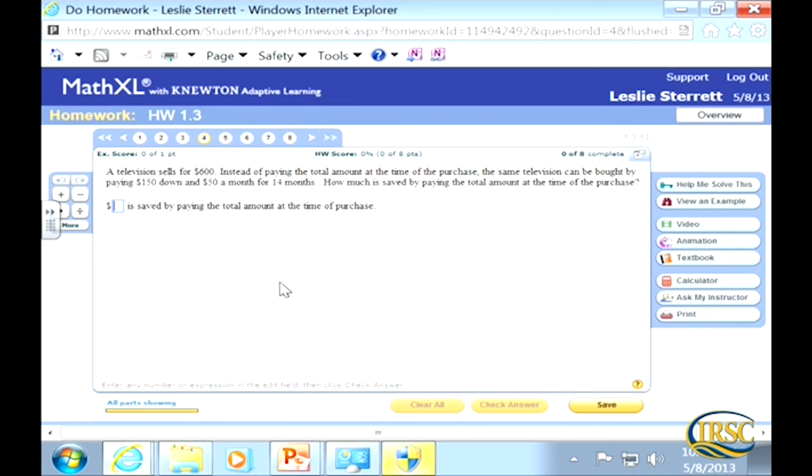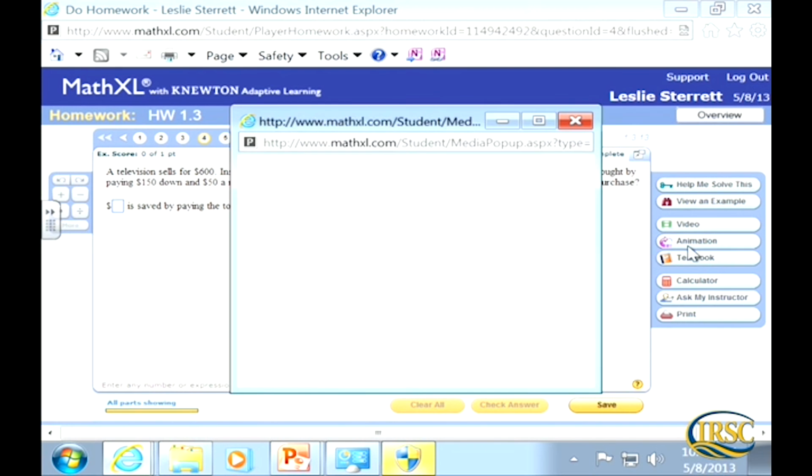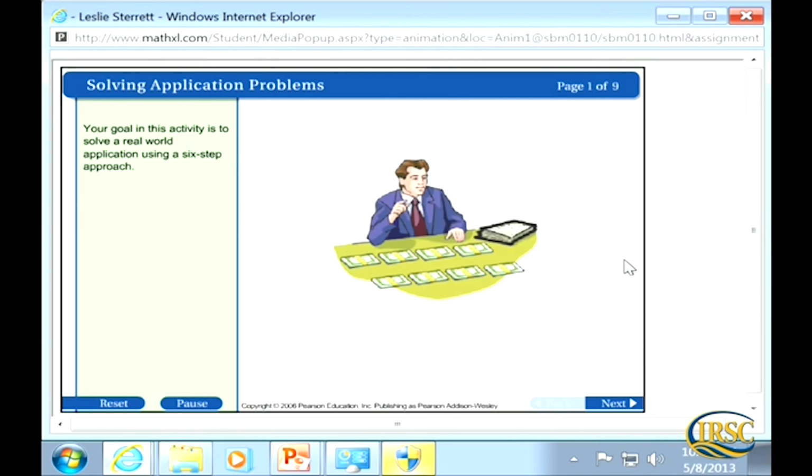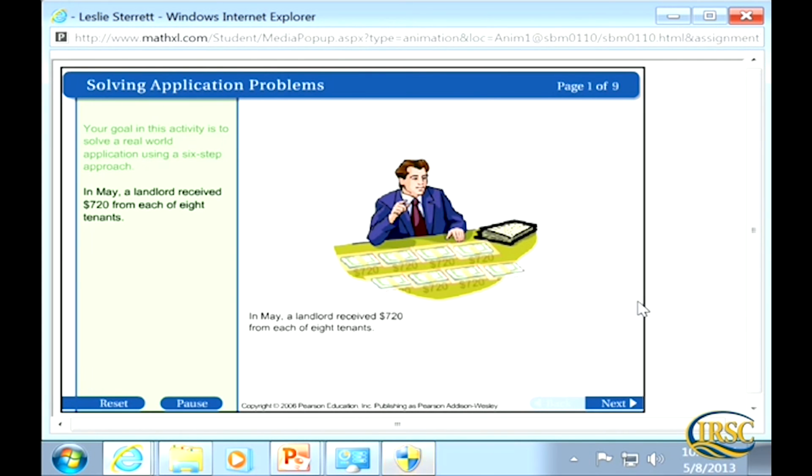And the video, by the way, is a particular instructor who is working out the problem on a document camera, on paper, and working out not necessarily this problem, but something similar to it. So it would be something similar to what you get from me. The animation is different. Your goal in this activity is to solve a real-world application using a little bit more computerized, animated approach. In May, a landlord received $720 from each of 8 tenants.